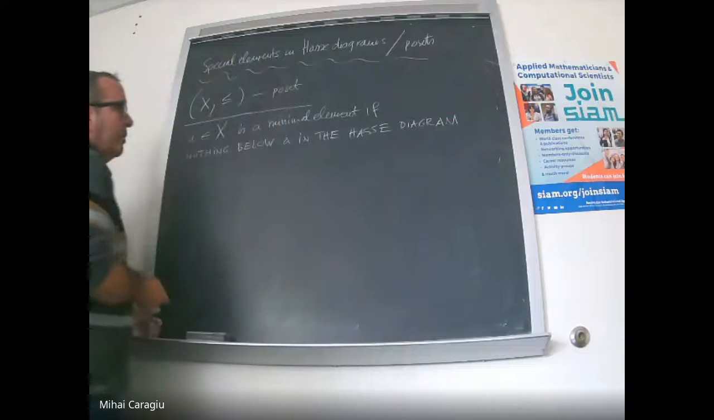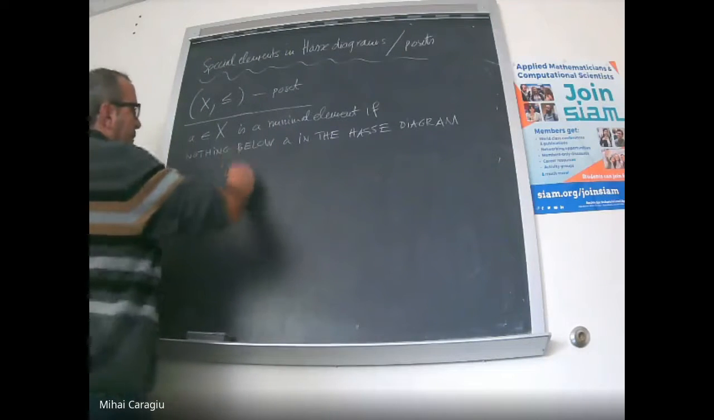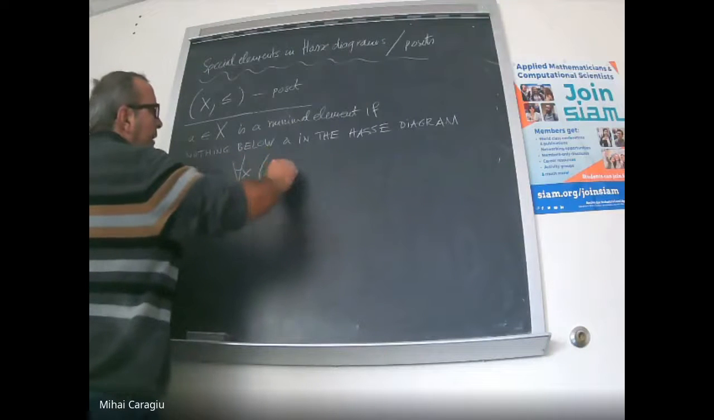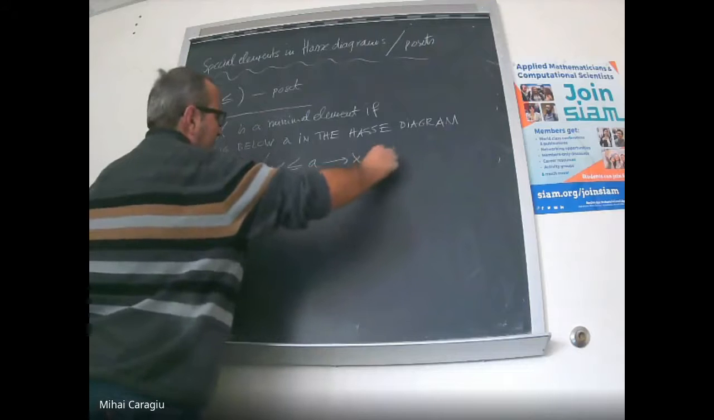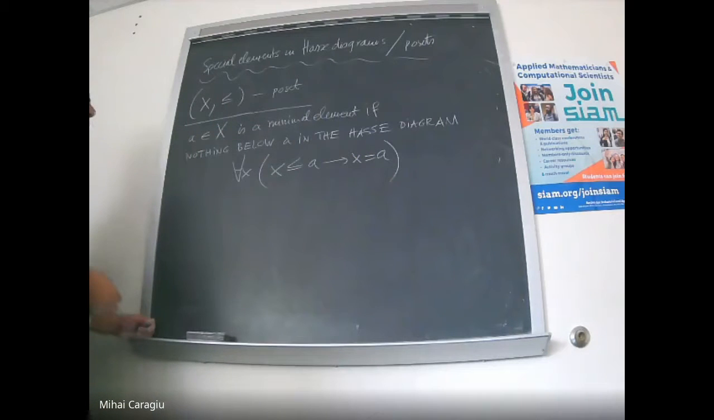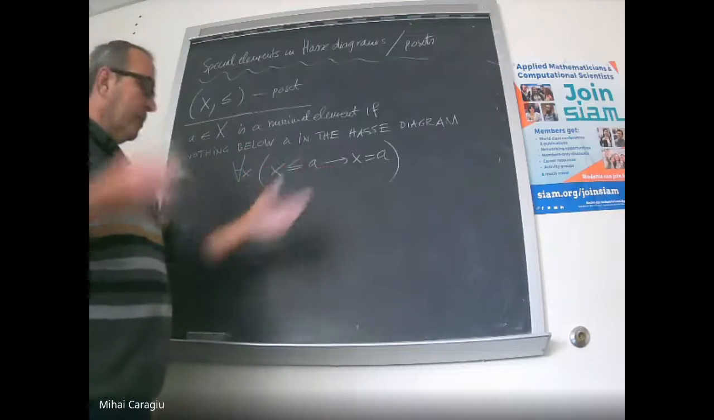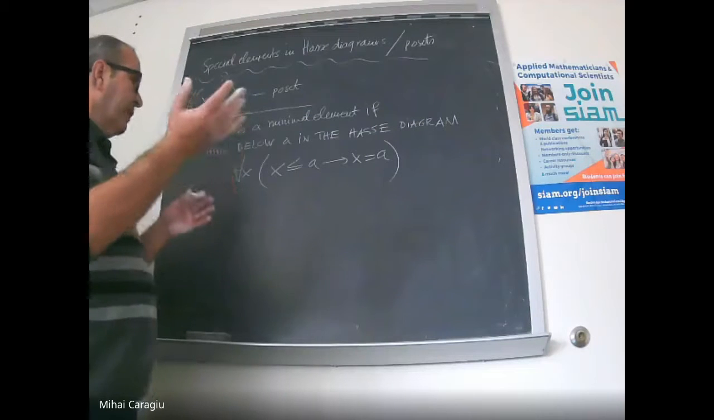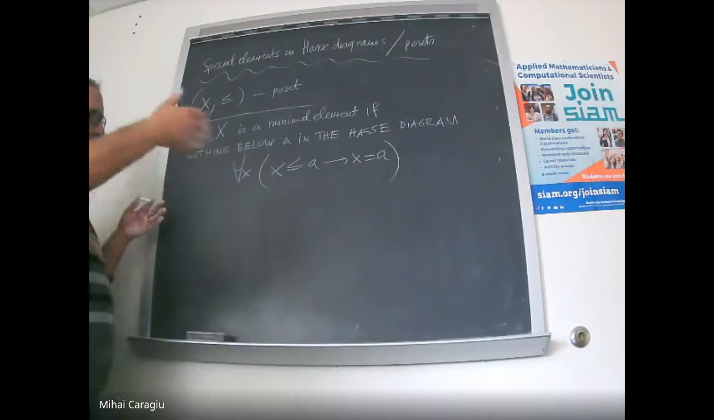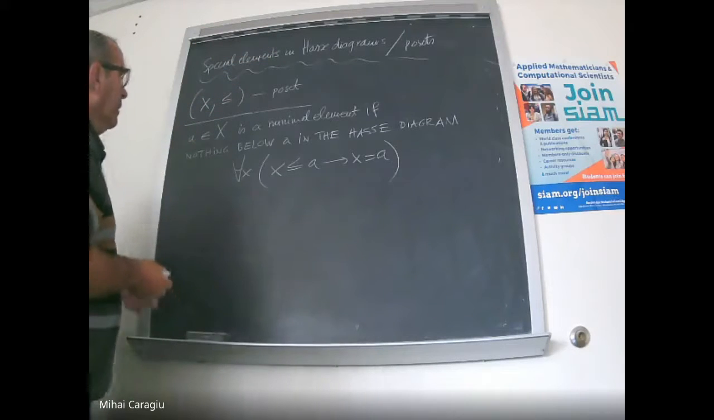How to put it in a quantifiable formula? In other words, for every x, if x is less than or equal to A, then x equals A. So the only element in the Hasse diagram which is below A, which is less than or equal to A, is A itself. So in other words, A is at the real bottom. But be careful here: the Hasse diagram can have more than one bottom, and also more than one top.